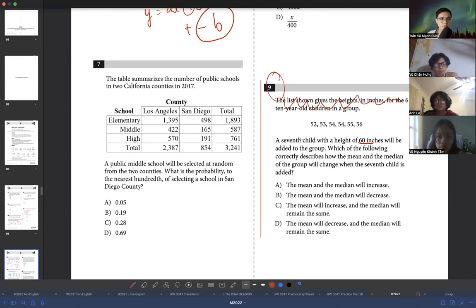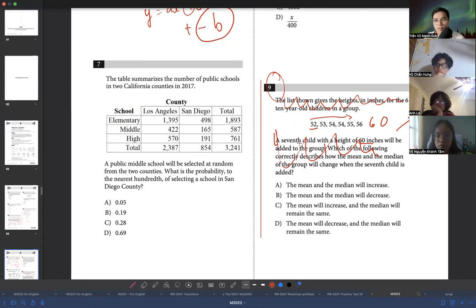If you do enough homework, you will see that with this kind of question you don't have to read everything. You just read here, and you find out that you add a 60 and see if the mean and median will increase or decrease. 52, 53, 60, 54, 55. This is already sorted, so it's going to be a bit easier. The mean will most likely increase because you're adding a bigger number than the rest of the group. So the mean will most likely shift up.